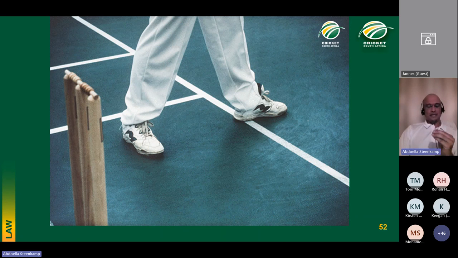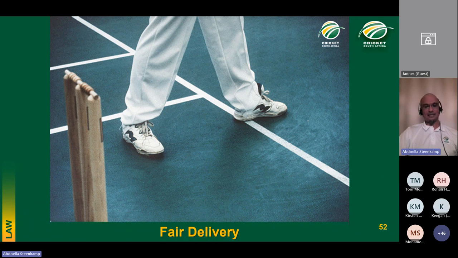We start with the back foot. Is any part of the back foot touching the return crease? No, happy with the back foot. Front foot, is any part of the front foot, grounded or raised, behind the back edge of the popping crease? When it comes to judging the popping crease, you judge the back edge, not the front edge. So you need to ask yourself, is any part of the front foot, grounded or raised, behind the back edge of the popping crease? In this case, there is a portion of the heel behind the back edge of the popping crease. So we're happy that this is a fair delivery.